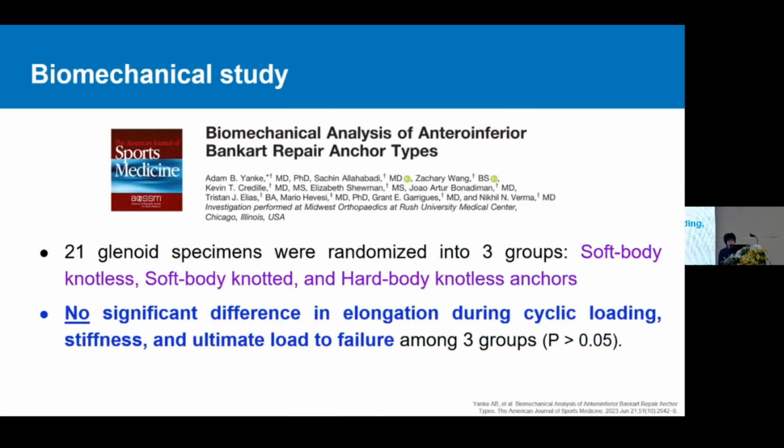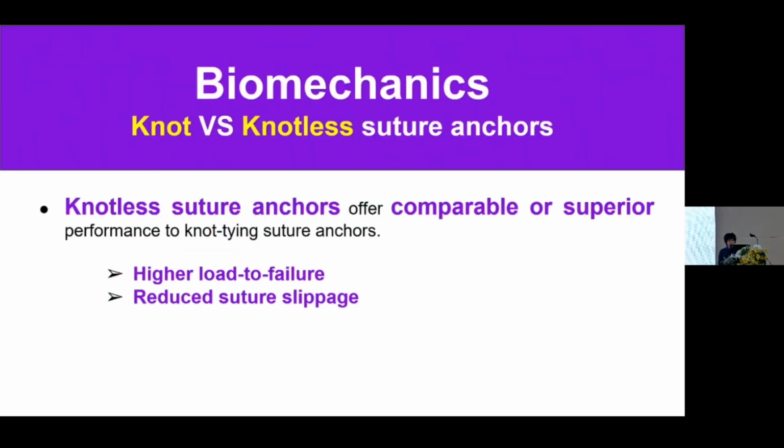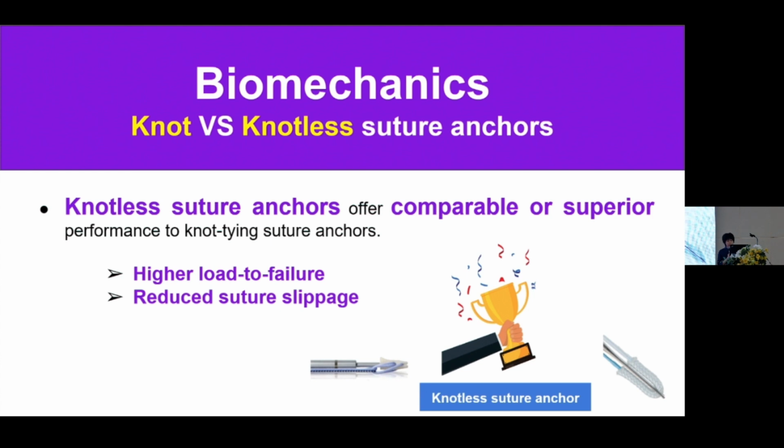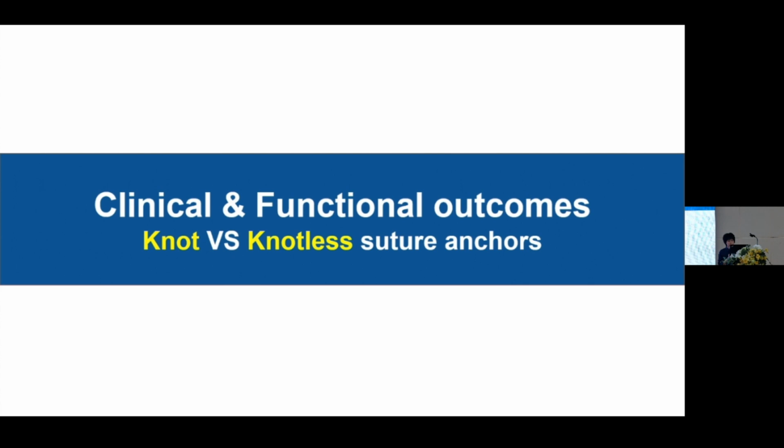And the biomechanical analysis published in the American Journal of Sports Medicine in 2023 found no significant difference in elongation during cyclic loading, stiffness, and ultimate load to failure among soft body knotless, soft body knot, and hard body knotless anchors. So for biomechanical studies, we can conclude that the knotless suture anchors show comparable or superior outcomes compared to knot tying suture anchors, because some literature shows higher load to failure and reduced suture slippage with knotless suture anchors. For clinical and functional outcomes.